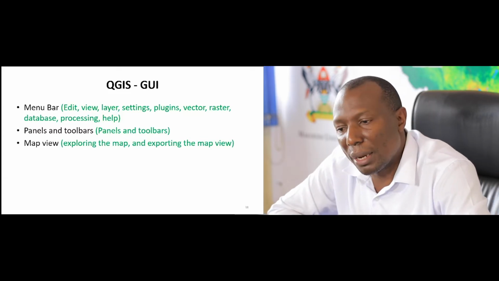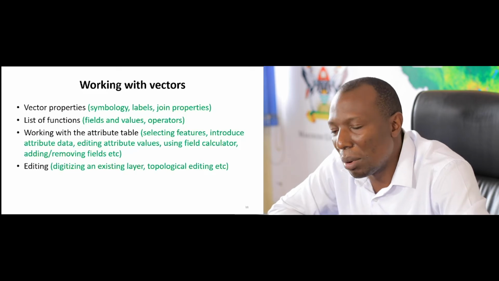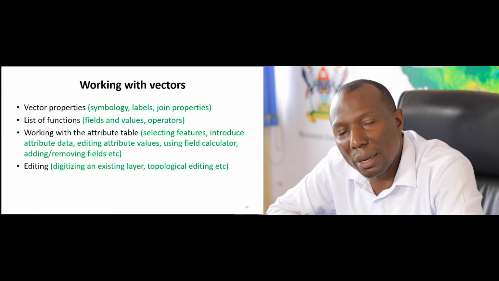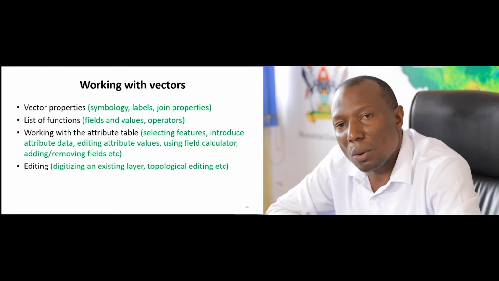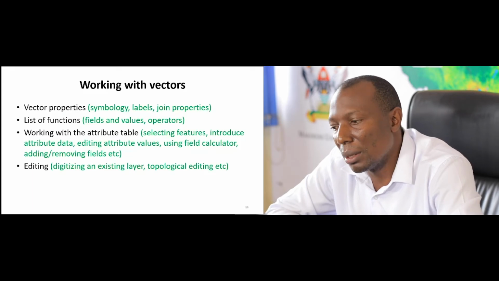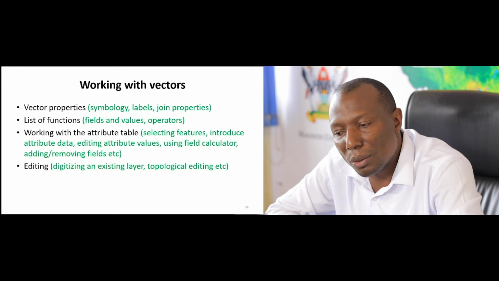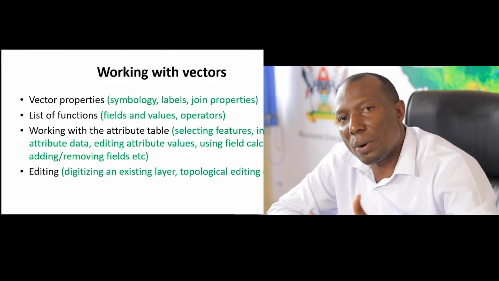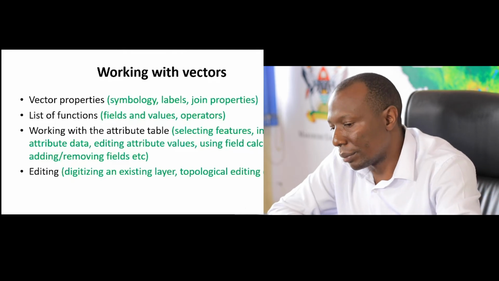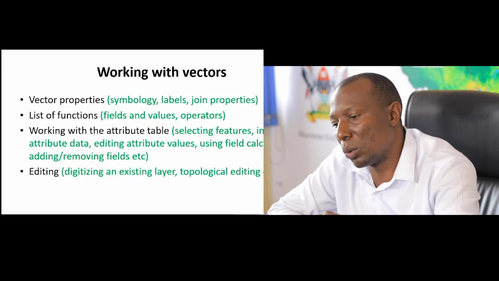When working with vectors, you can change the symbols, the colors, and the labels of that vector. You can also do functional analysis. You can find out your areas of study. You can do operations, select features, edit attribute tables, and use the field calculator to remove or add fields. You can edit and you can digitize. Digitize means transforming what has been scanned into a digital format. And after digitizing, you can run topological error checks in the tool.